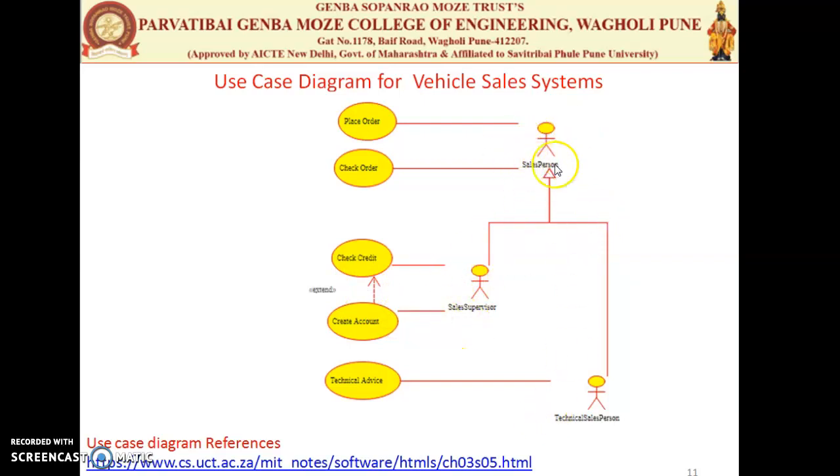So this is the generalization for the particular person, that is the salesperson. The generalization is from the sales supervisor and the technical person to the salesperson. Then the salesperson will place the order and check out the details. So this use case diagram is the vehicle sales system with generalization of your actors. These two are the generalization of the salesperson. In this session we'll see up to the use case only. In the next session we'll go for class modeling and some examples of use case modeling.